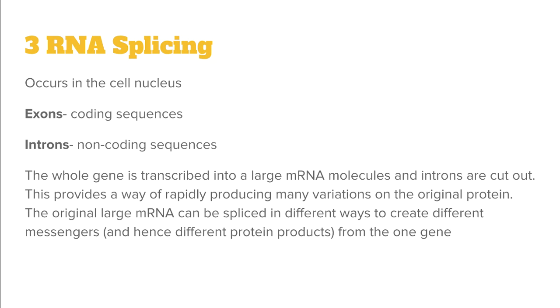So the whole gene is transcribed into that mRNA molecule in that transcription phase, but then the introns are cut out. And this provides a way of rapidly producing many variations on the original protein. That large mRNA molecule can be spliced in a number of different ways to create different messages, and therefore producing many different protein products from the one gene.